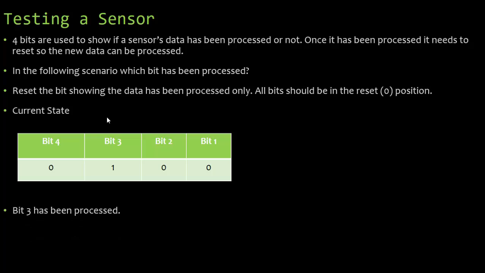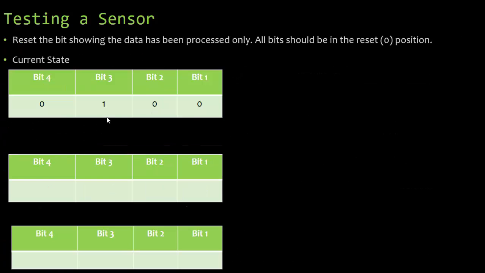So here's our current state. We know bit 3 has been processed. So for the current state, we need a bit mask. We're going to use XOR because what we want to do is manipulate this bit only. So I have to come up with a bit mask. I need to ask myself, how do I get all of these to 0 using XOR? Well, my bit mask would be right here, 0, because 0 XOR 0, 0 XOR 0, 1 XOR 1, and then 0 XOR 0. What's the result of these? 0 XOR 0 is 0. What about when I have 1 XOR 1? That comes out to 0 because it can be one or the other. It can't be both. And now all of them are in the reset position.